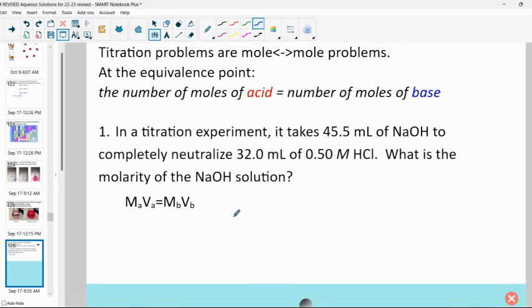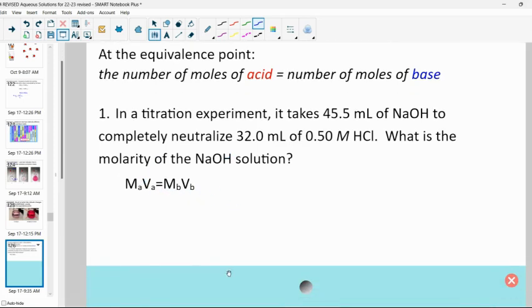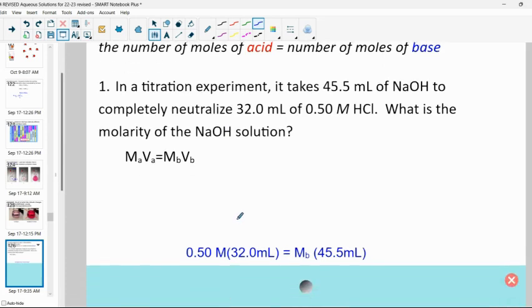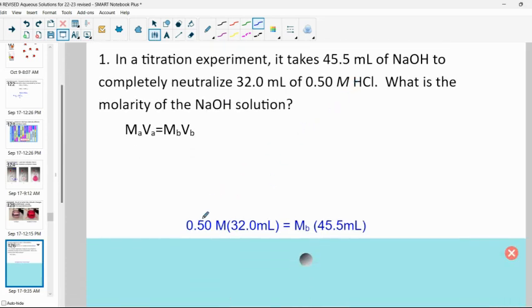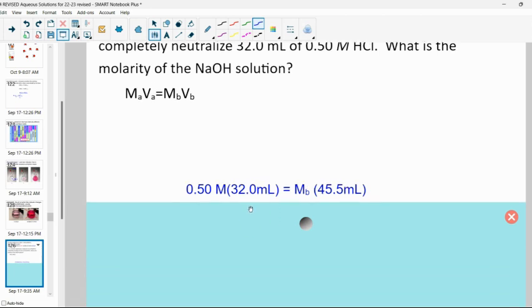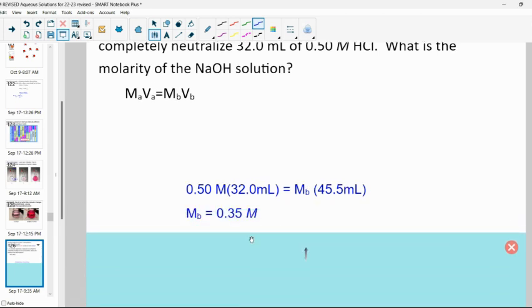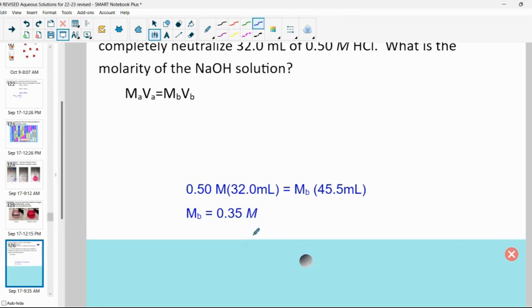So let's plug numbers into MAVA equals MBVB. I have a molarity of my acid; I know HCl is an acid, I recognize that. And a volume of my acid. I have a volume of my base, NaOH; I recognize that as a hydroxide, as a base. And I'm solving for the molarity of the base. Keep it as MB so you know what you solved for. I can now solve for MB and I get 0.35. So now you're thinking, hey, isn't molarity moles per liter? Why did you use milliliters there?